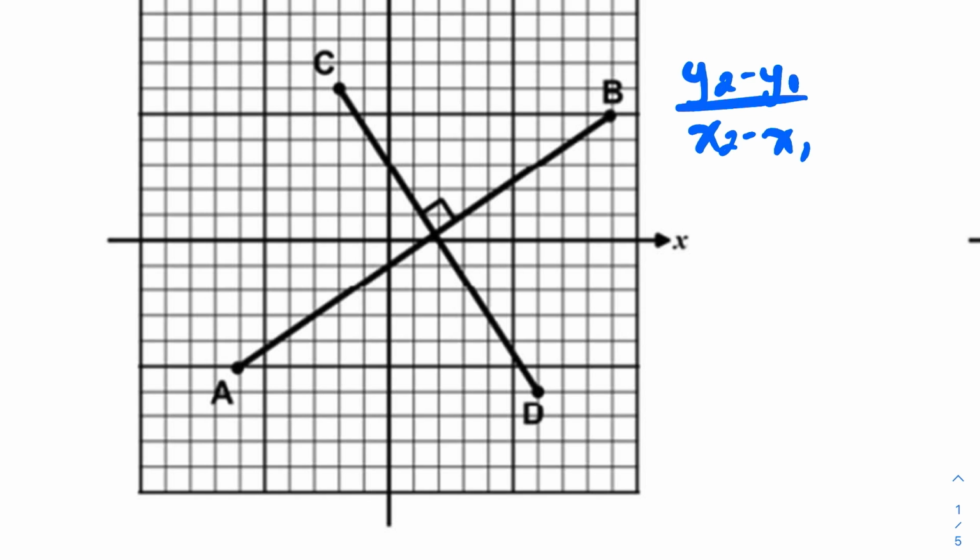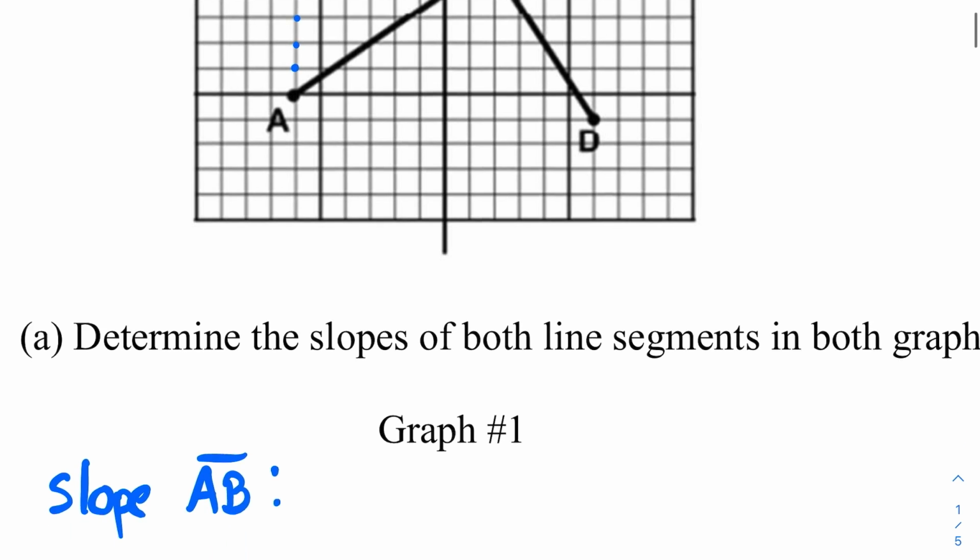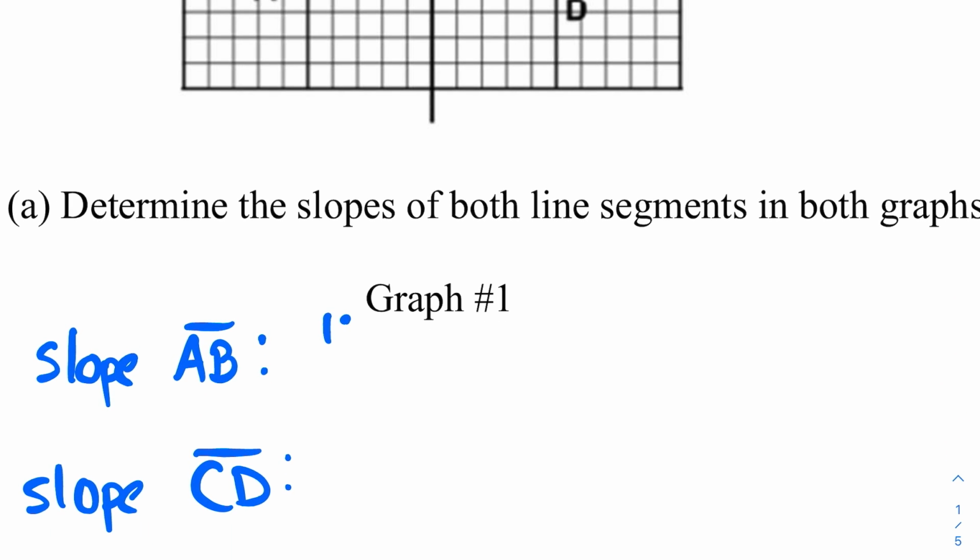I'm going to go ahead and count, go from A to B. So up 1, 2, 3, 4, 5, 6, 7, 8, 9, 10, over 1, 2, 3, 4, 5, 6, 7, 8, 9, 10, 11, 12, 13, 14, 15. So 10/15. And I'm going to simplify that to 2/3.